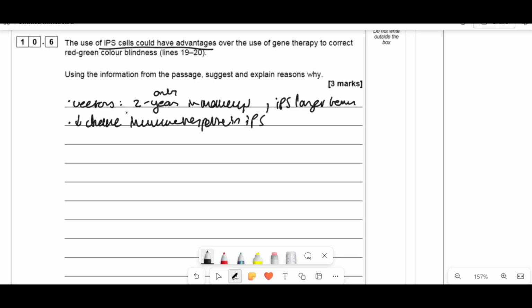As well as that, clearly if it's 2 years, then you're going to have to keep doing that over and over again. Whereas in iPS, it's like a single treatment. Once the stem cells are there, it's there. And then as well as that, we're using viruses, which can cause side effects.